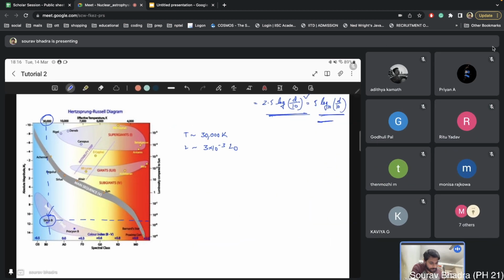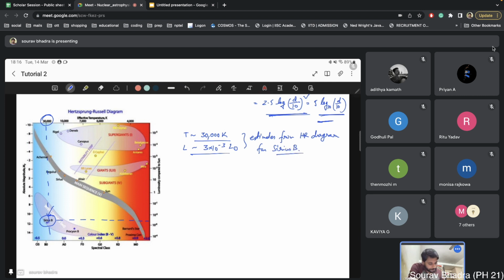Okay, coming to this part. From the plot we have taken two rough values. These are estimates, not exact values, estimates from the HR diagram for Sirius B.